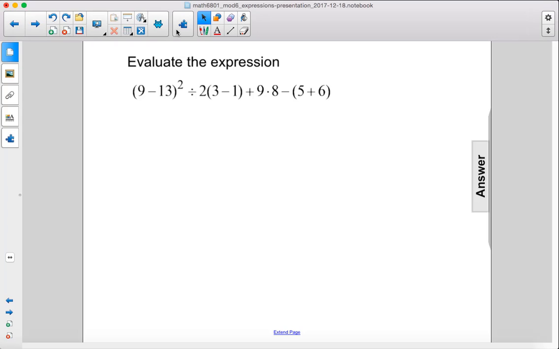Evaluate the expression. Alright, so here we have 9 minus 13 inside of parentheses. We also have 3 minus 1 inside of parentheses, and we have 5 plus 6 inside of parentheses. So instead of doing all of that work in 3 separate lines, I'm just going to solve those subtraction and addition problems all at the same time because they're unrelated. They're not connected to each other particularly. So we can solve all of those simultaneously in one step and it won't change anything.